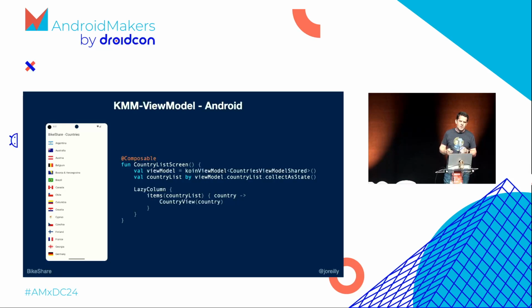And this is the Android Compose equivalent. On Android, the standard AndroidX ViewModel is used under the hood, and we observe the state flow as normal, using, for example, collectAsState as shown here. As with the SwiftUI client, any change to country list then will cause the UI to be recomposed.